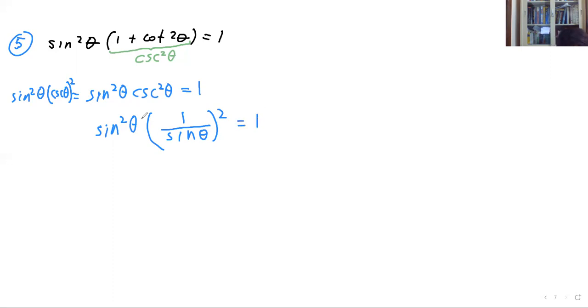It's supposed to be equal to 1. So sine squared theta over sine squared theta, and this definitely equals 1. So this must cancel: 1 equals 1. Okay, so next number.